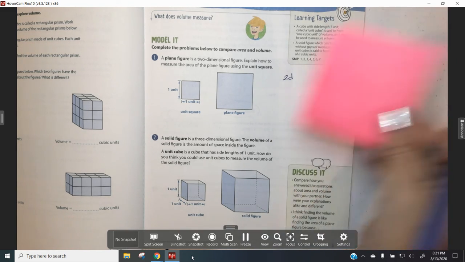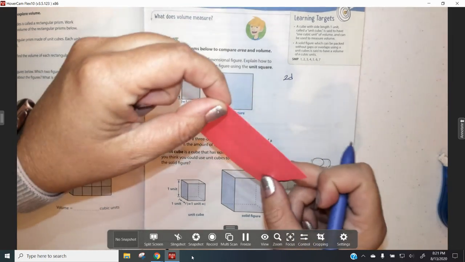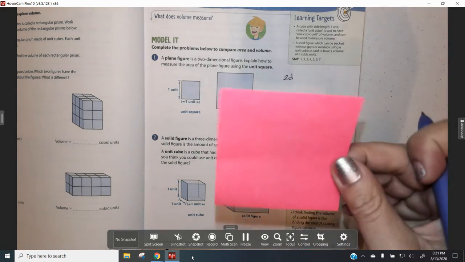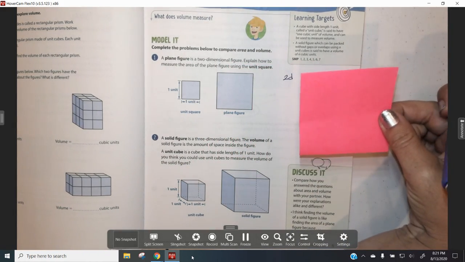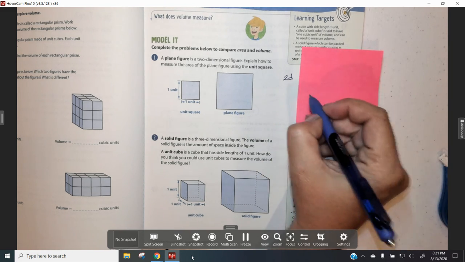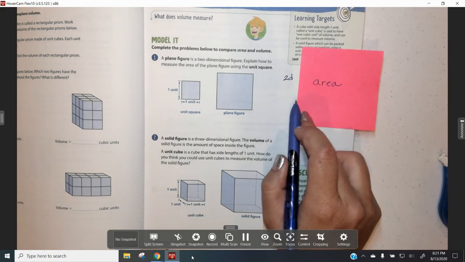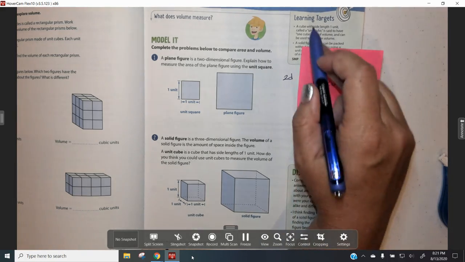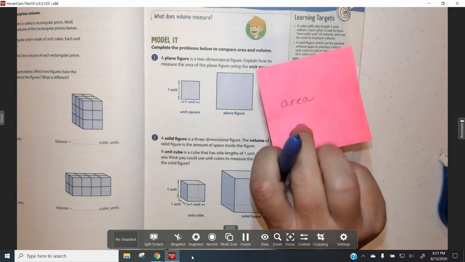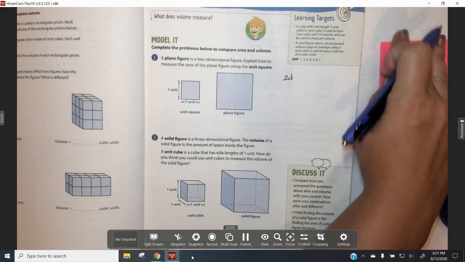It's similar to a piece of paper. There are no sides to it. It's just a thin piece of paper. And when you're measuring a 2D shape, you would use area, because you could find its length and its width. But you could not find volume, because it only has two measurements that you use to measure.